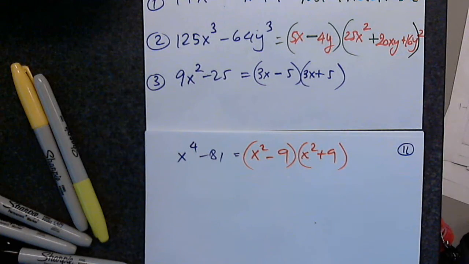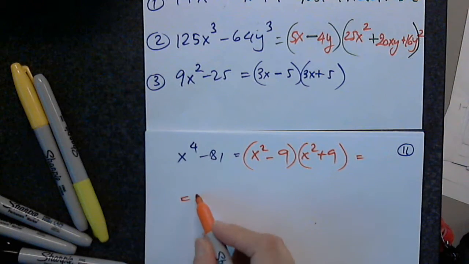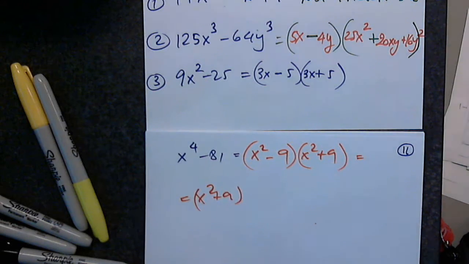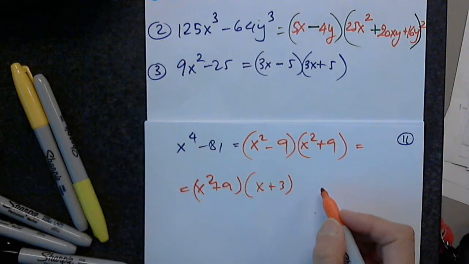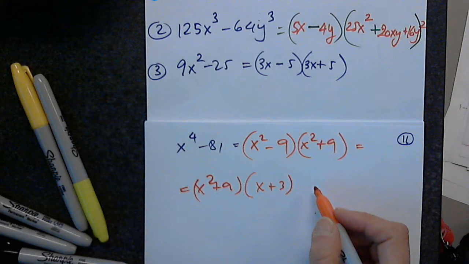Which of these two can I not touch because it's not factorable? x squared plus 9? Correct. But x squared minus 9 is factorable. So I will copy x squared plus 9. The order doesn't matter. And now I'm looking at x squared minus 9. What will I say? Is it x plus 3? Good. Plus 3. So x squared, x minus 3, x plus 3.